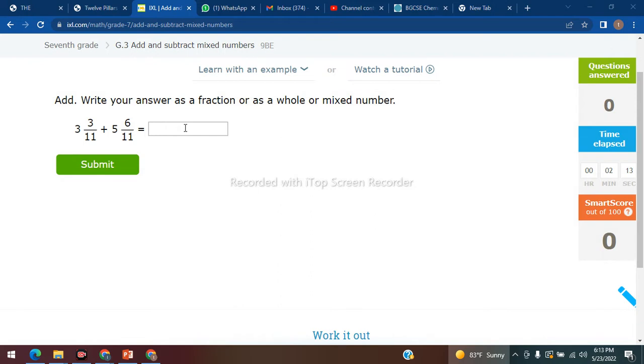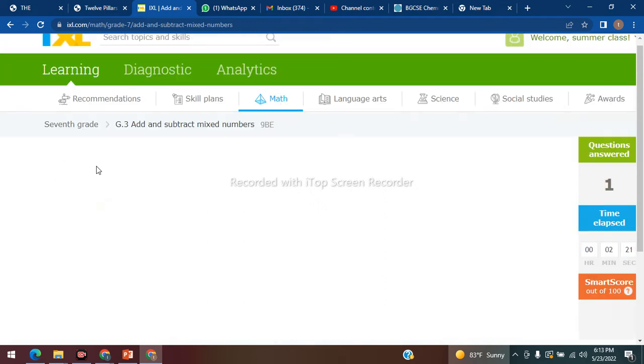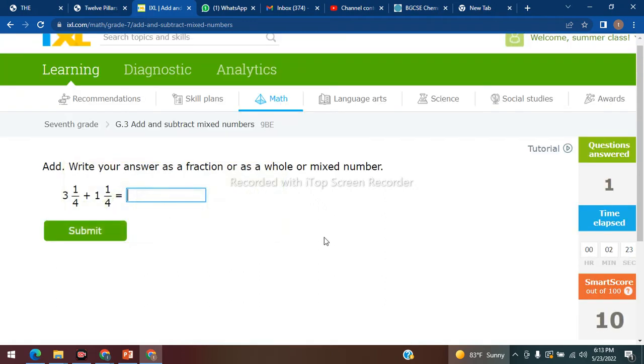So 8 and 9/11. That's what we got. And now I don't know how they want us to write it. I hope this is how they want it. Okay, good, perfect.